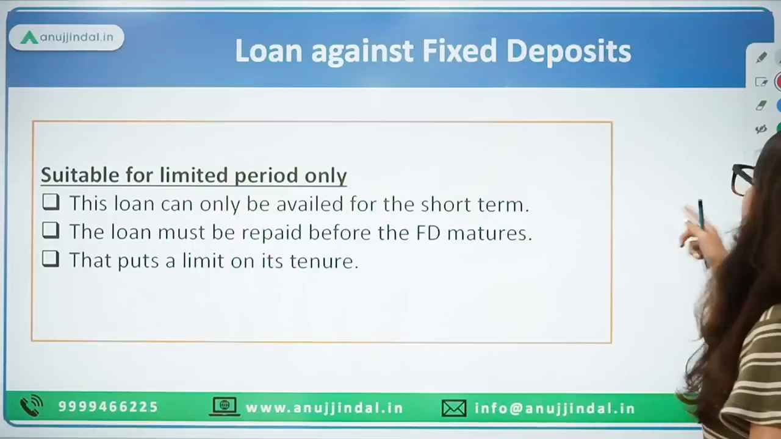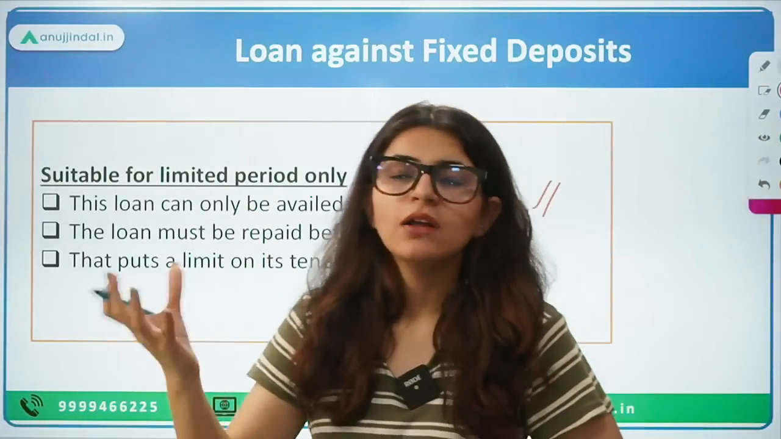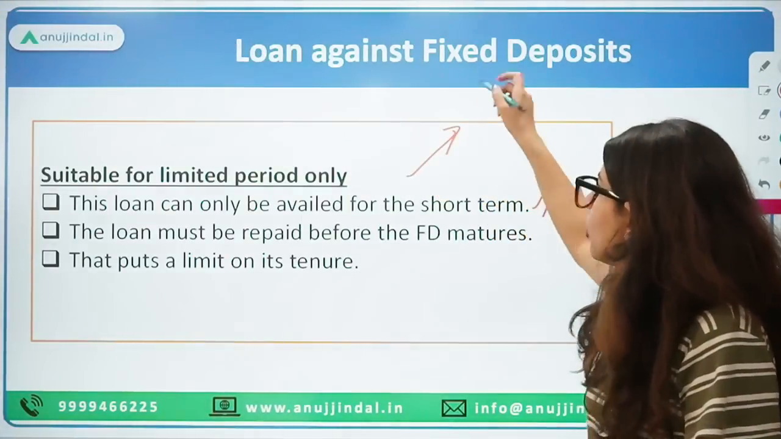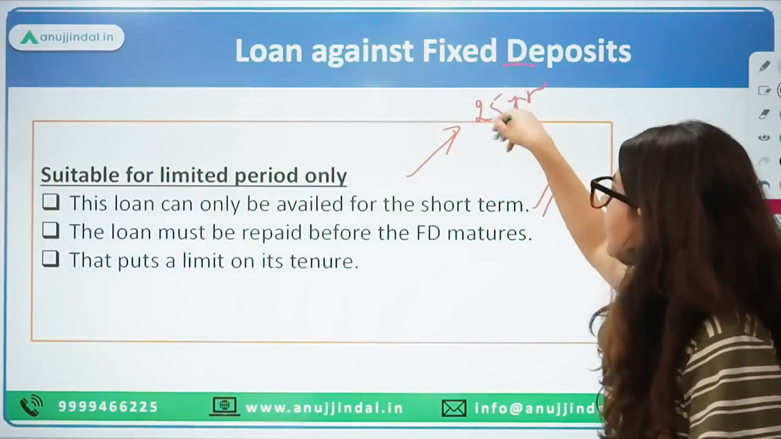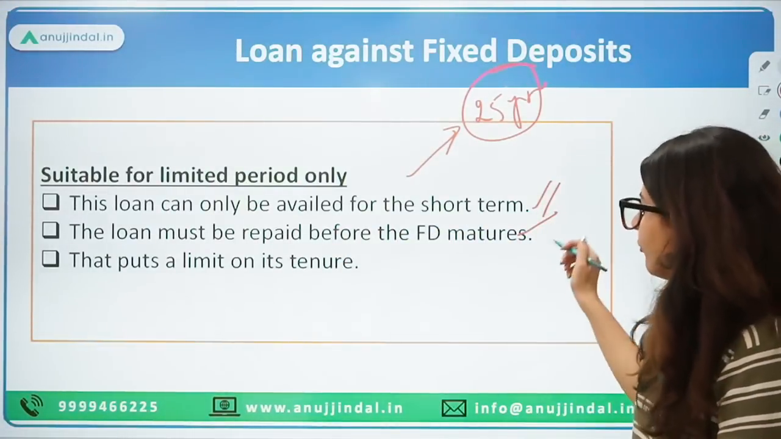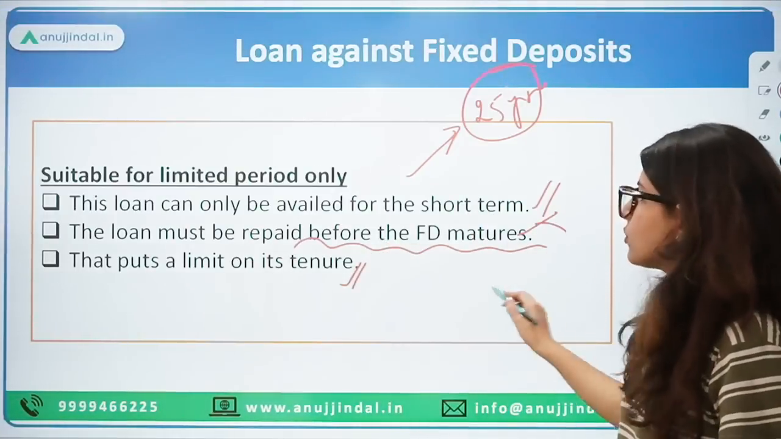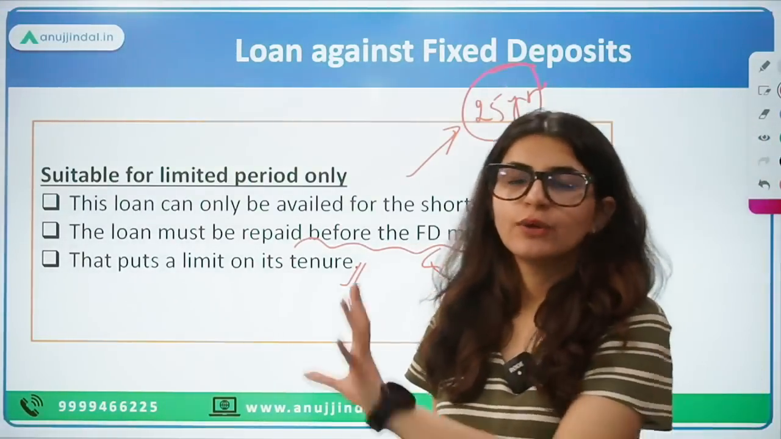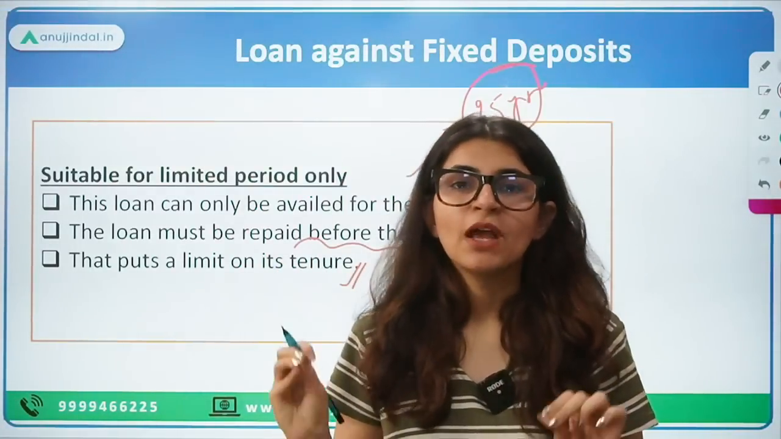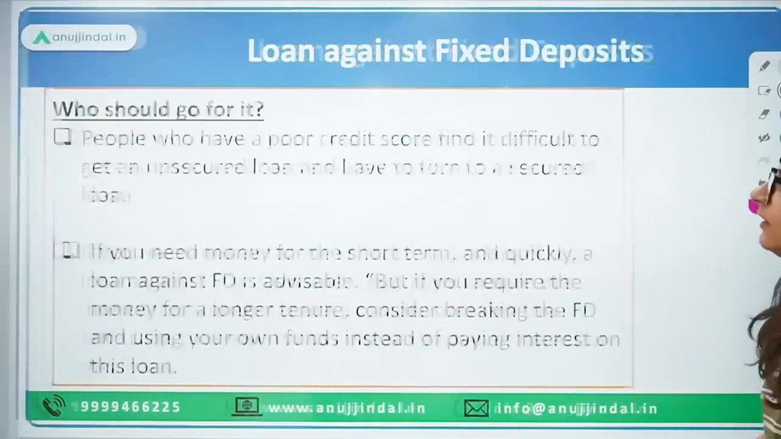Now, this loan can only be availed for a short term. Ye humne samajh liya. Jitna aapka FD ka term hoga, utna hi aap loan le sakte hain. Now, let's suppose if you want a long-term loan of 25 years or 50 years, that is not possible. So, it is a short-term loan. The loan must be repaid before the FD matures, and because of this, it puts a limit on the tenure. Kyunki jitna aapka FD ka tenure hoga, aap loan utne hi maximum tenure ka le sakte hain.